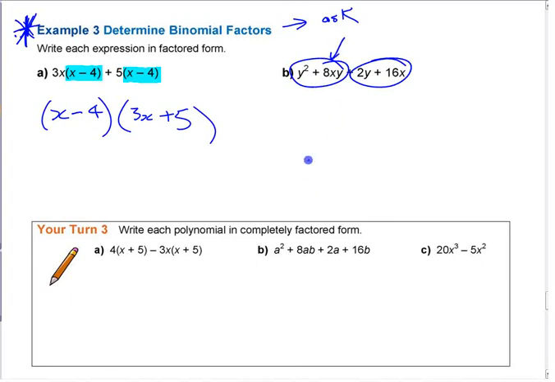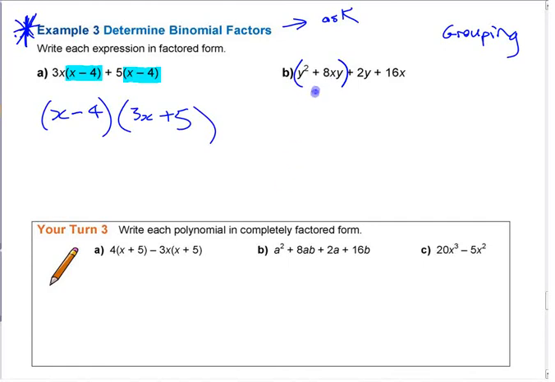These have a greatest common factor of y, these have a greatest common factor of 2. But there's nothing that they all have in common. You can't divide them all by 2, you can't divide them all by y, there's no common factor. The only thing you're going to know in grade 10 to try, if there's no common factor, is called factoring by grouping.